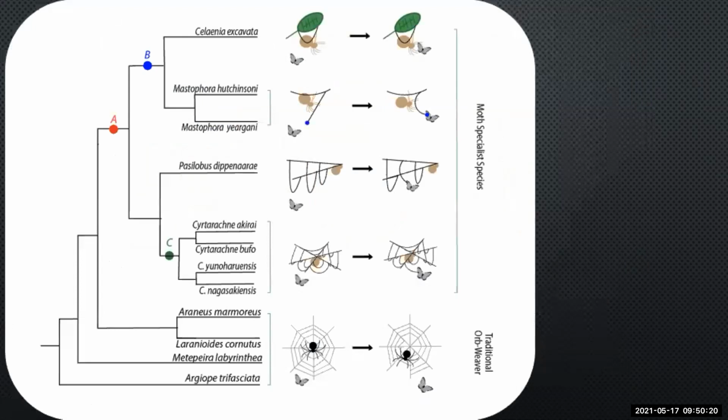And so when we look at these spiders, these are all the different spiders that I study. This is a little graphic of how they catch prey. This is the bolus spider we were talking about. They use that single droplet to catch moths.